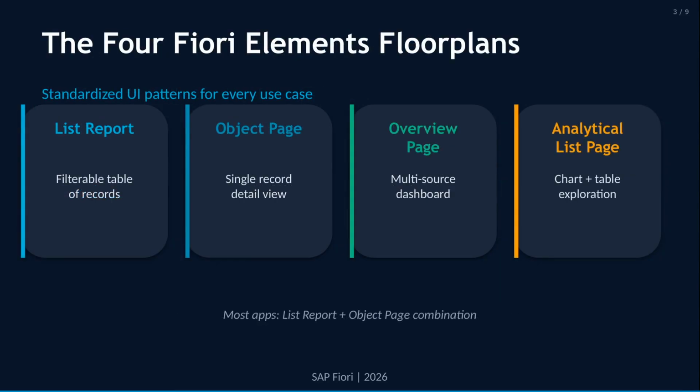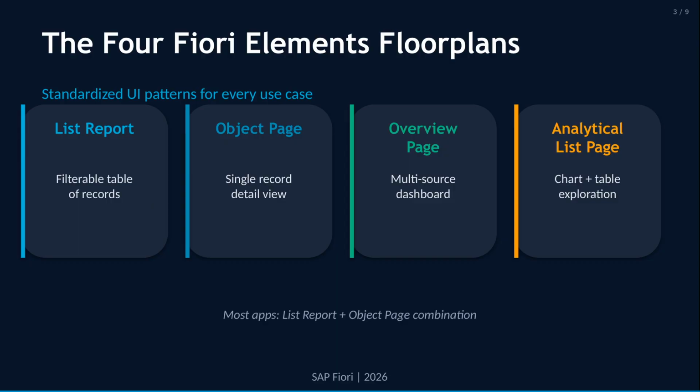Fiori Elements provides 4 primary floor plans, each designed for a specific use case. The list report shows a filterable, sortable table of records with a smart filter bar at the top. Think of it as a modern ALV grid. The object page displays the details of a single record with header sections, facets, and subsections. It is the detail view you navigate to from a list report.